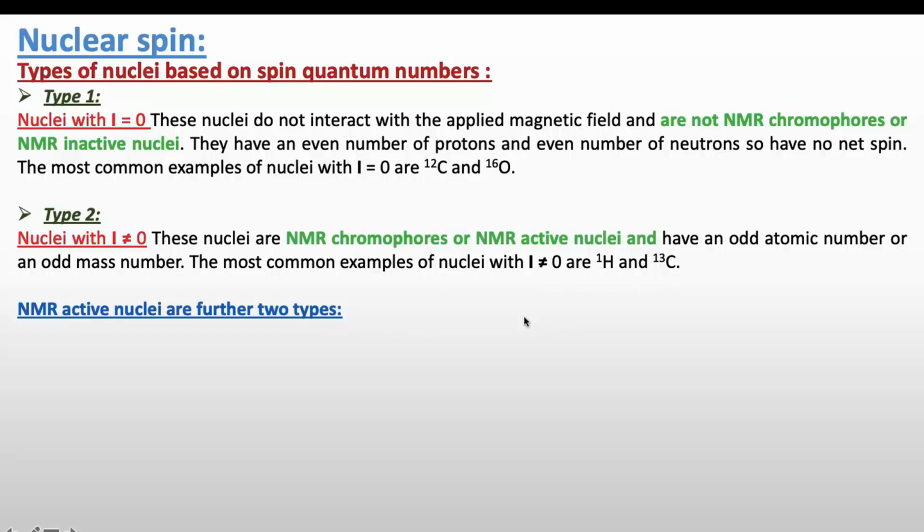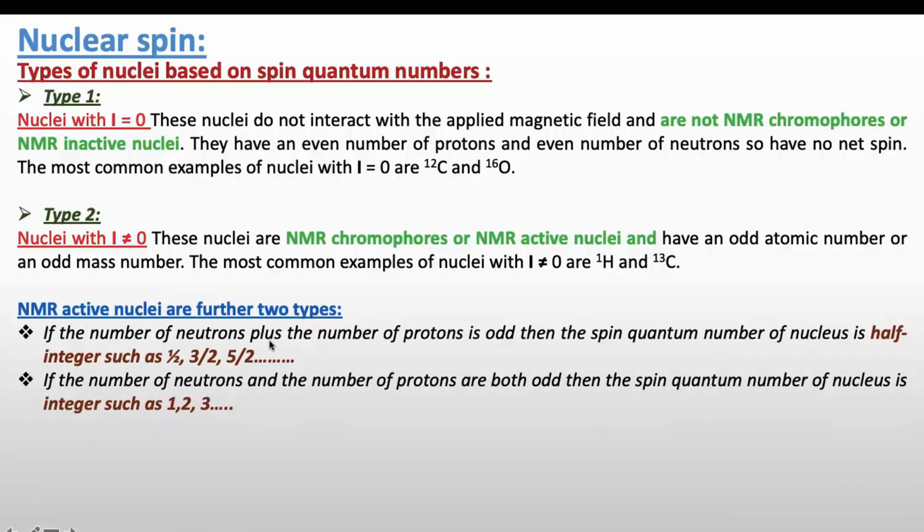But now NMR active nuclei, meaning those that have I greater than 0, can be further of two types. If the sum of the number of neutrons and the number of protons is odd, then the spin quantum number of the nucleus is half integer, meaning it will be 1/2, 3/2 or 5/2. But if the number of neutrons and the number of protons are both odd, then the spin quantum number of the nucleus is integer, meaning it will be 1, 2, 3, 4, 5, etc.